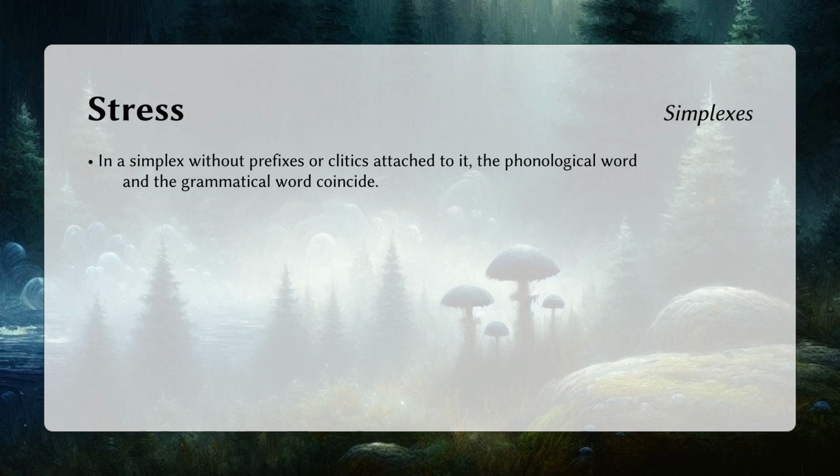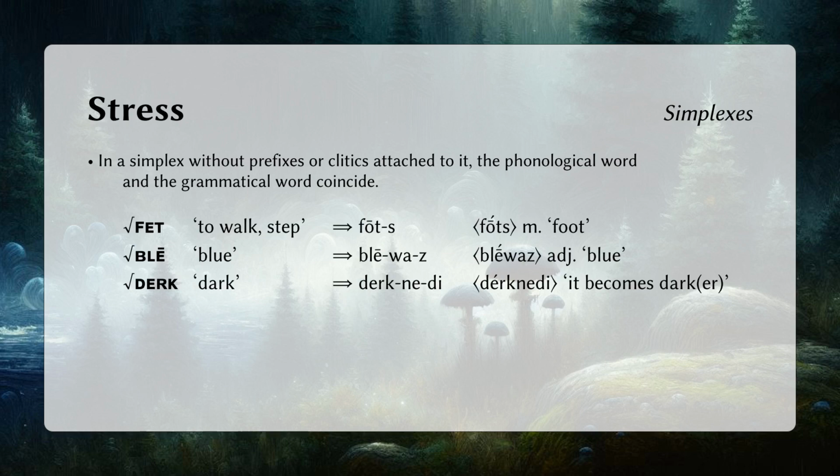Most often we have a simplex without any prefixes or clitics attached to it, and in this case the phonological word and the grammatical word will coincide. On screen you can see the examples fots, foot, blewas, blue, and darknadi, meaning he, she, it becomes darker. Here morphemes are separated with hyphens and the roots are written in small caps. The last morpheme in each example is a declensional ending. Everything before that makes up the stem. That is the root together with any derivational morphemes.